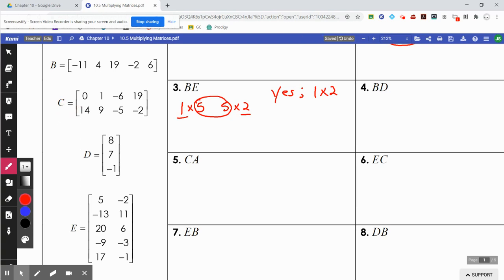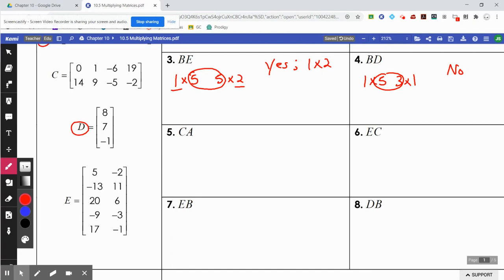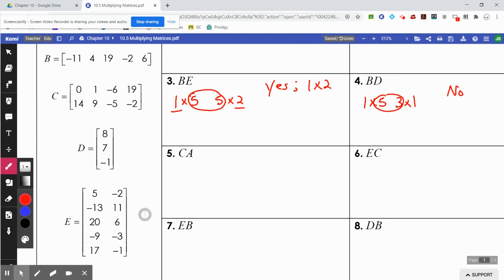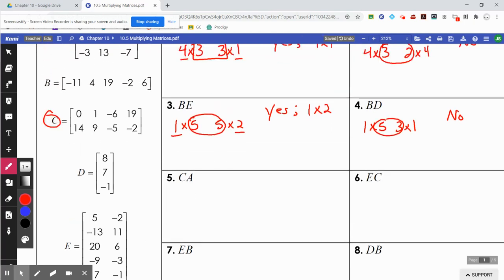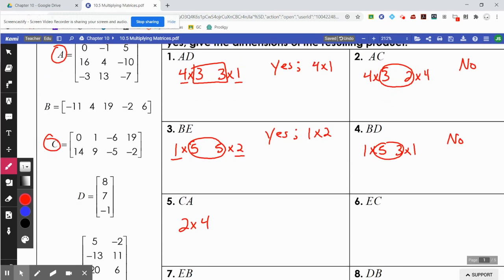Number 4, B times D. Here's B and here's D. B is a 1 by 5. D is a 3 by 1. Can these two be multiplied? No, they cannot. Number 5, C times A. C is right here. It's a 2 by 4. And A is a 4 by 3. Can you multiply them? Yes. How big is the answer? 2 by 3.